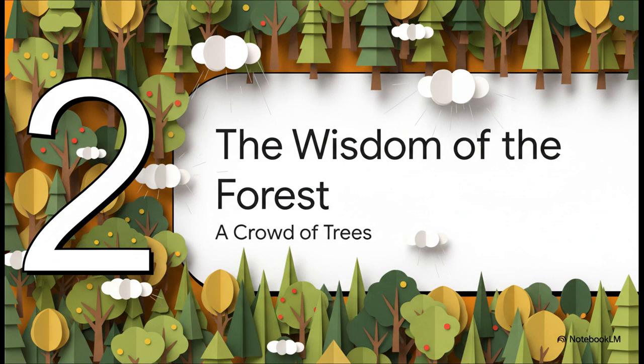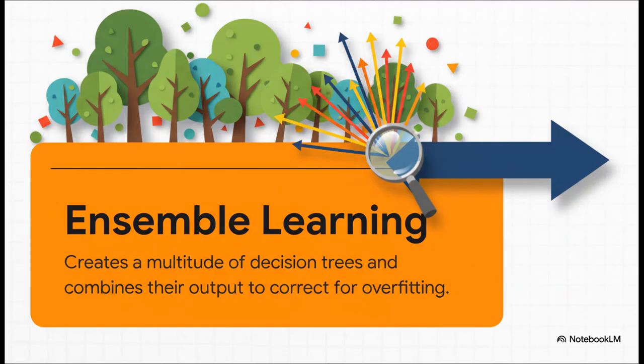Right, so if one so-called expert tree is kind of unreliable, how do you fix it? Well, you don't try to build one single, perfect tree. Instead, you build a whole forest of them, and then you let them vote. This whole idea has a name. It's called ensemble learning. And the core concept here is that while any one tree might be a little off or even flat out wrong, the collective wisdom of a whole bunch of different trees will actually cancel out those individual errors. It leads to a much, much more robust and accurate final answer.